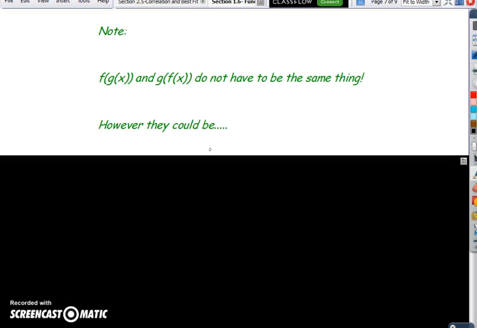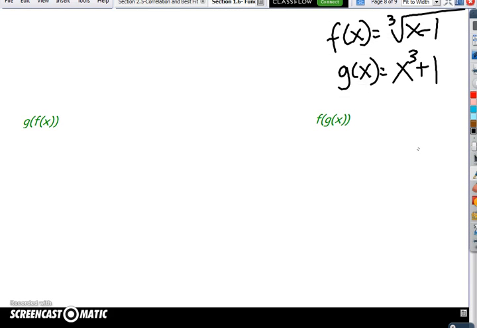So let's take a look at an example here. Okay, so there I go. I have f of x being the cube root of x minus 1, and g of x being x to the third plus 1. So let's compose these functions. So, g of f of x. So, the g function. What's the f of x function? Alright, it's the cube root of x minus 1. Alright, so everywhere in the g function that I saw an x, I replace with this.